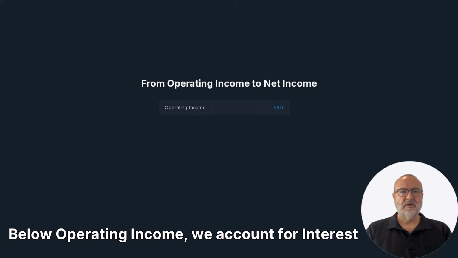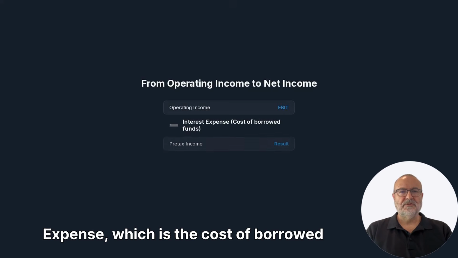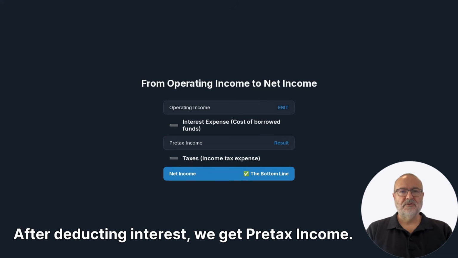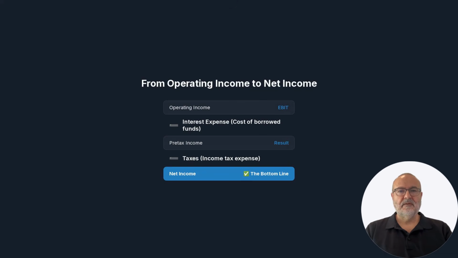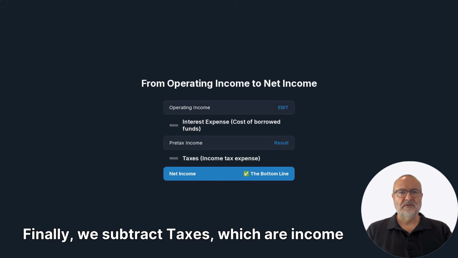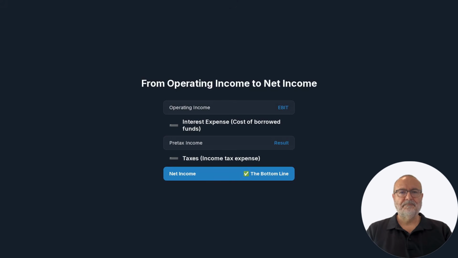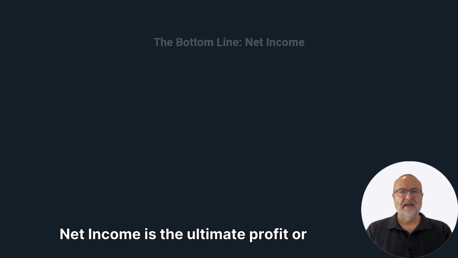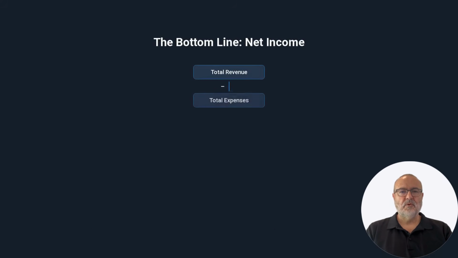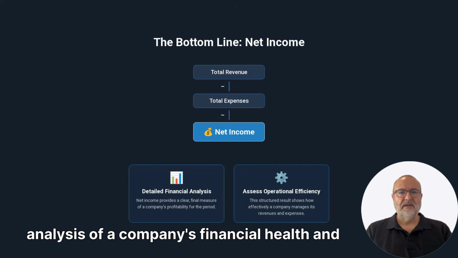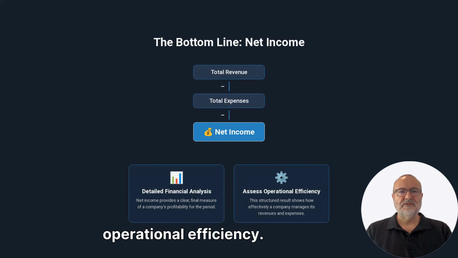Below operating income, we account for interest expense, which is the cost of borrowed funds. After deducting interest, we get pre-tax income. Finally, we subtract taxes, which are income tax expenses, to arrive at the net income. Net income is the ultimate profit or loss for the period. This structured approach allows for a detailed analysis of a company's financial health and operational efficiency.